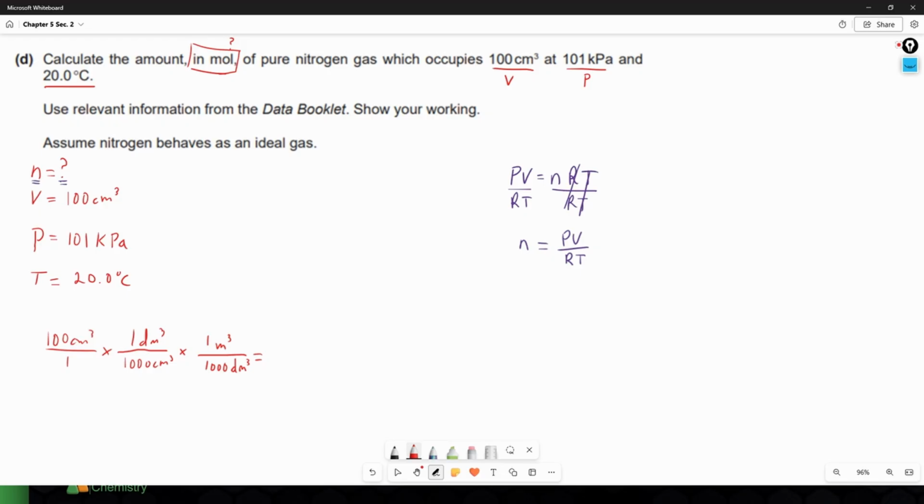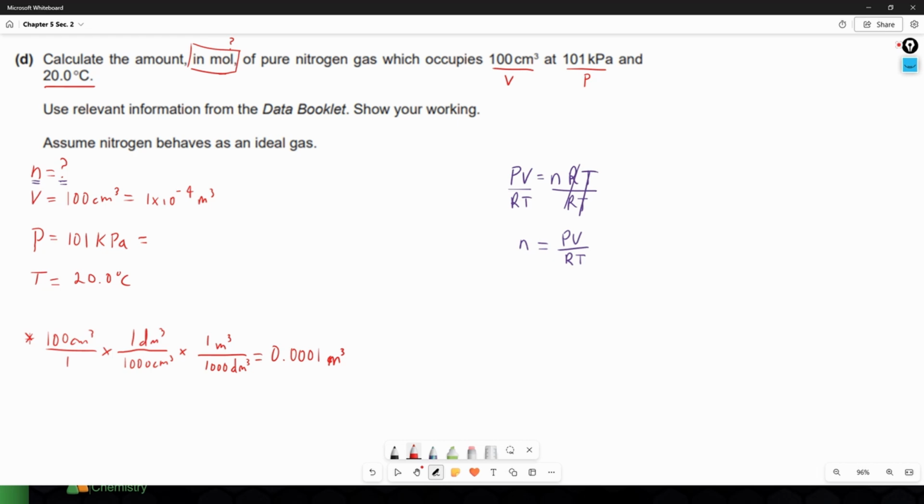That gives us 0.0001 cubic meters for 100 cubic centimeters. Or we can just say 1 times 10 to the negative 4 cubic meters. Again, you don't actually need to show this math. You don't need to show the conversion. I'm just showing it here so you are aware of what we are doing.